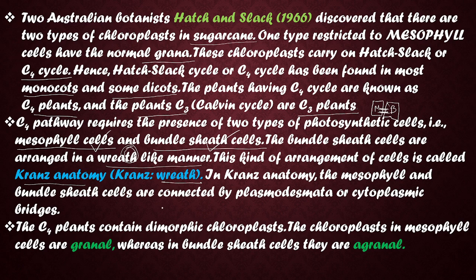C4 plants contain dimorphic chloroplasts. Two types of chloroplasts are present. The chloroplasts in mesophyll cells are granal chloroplasts, whereas in bundle sheath cells they are agranal chloroplasts. Why this type of division of labor occurs in C4 plants, we are going to discuss now.